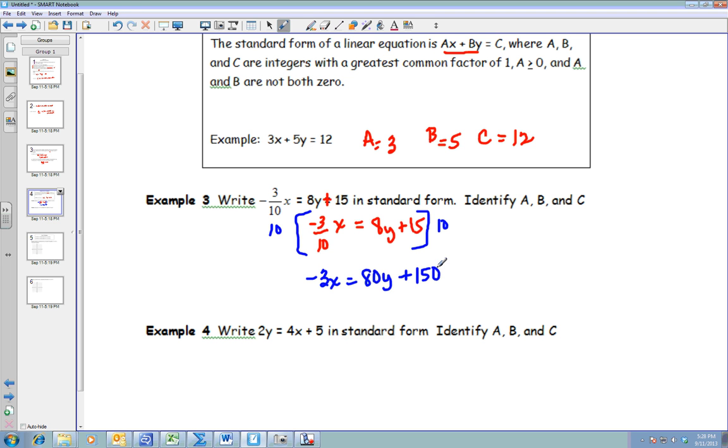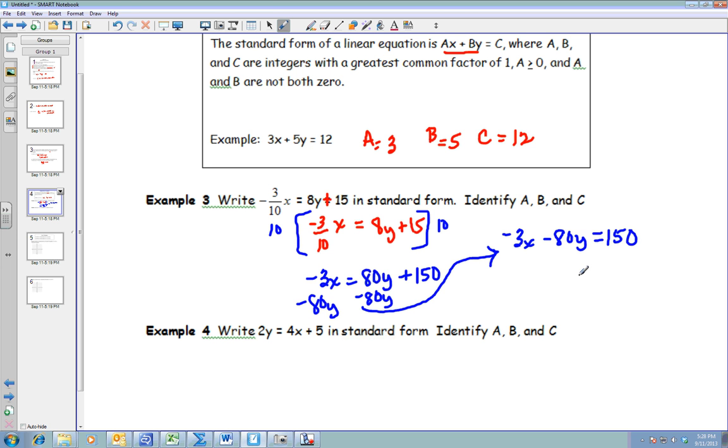Okay, so now we want our x's and y's on the same side, so I need to bring this 80y over. So I'm going to subtract 80y. I'm going to put my answer right up here. Now, these are not like terms, so I can't add them together. I'm just going to write them down. Negative 3x minus 80y equals 150. Okay, so we're almost done.